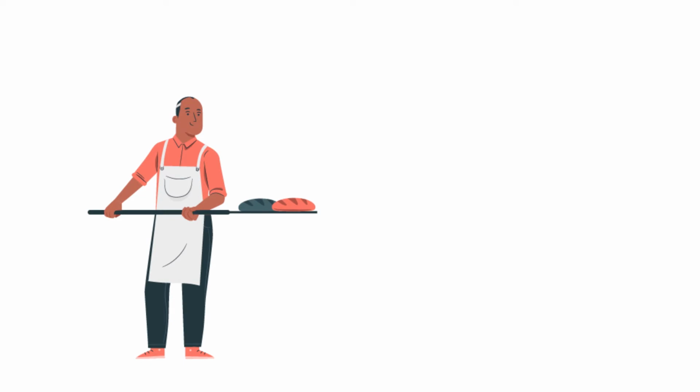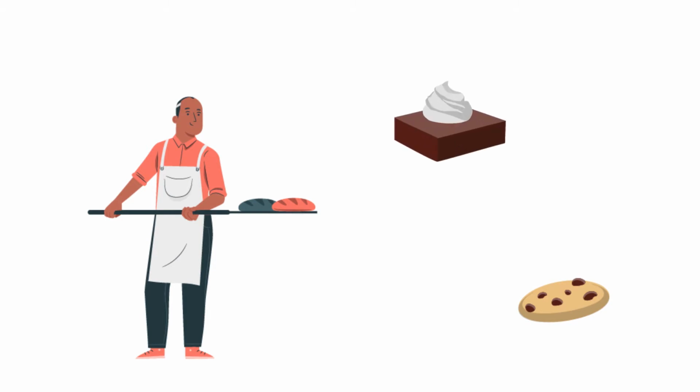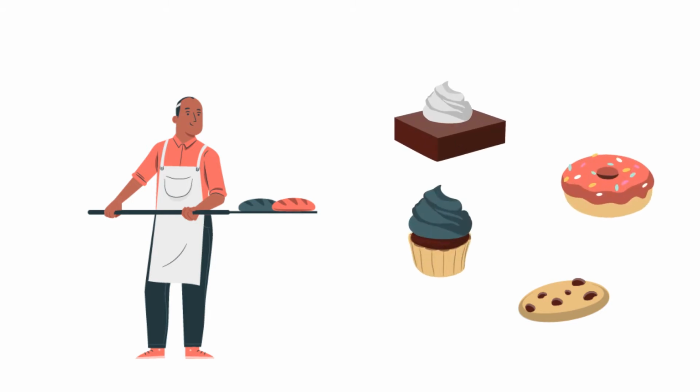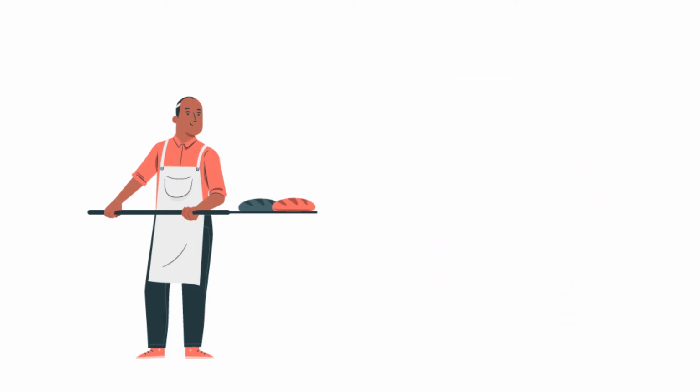Let's say we are writing a program that models a restaurant with an instance of a baker class that can bake different types of baked goods. The baker needs to be able to make cookies, brownies, cupcakes, donuts, and a whole list of treats. So we need to create an efficient way for our baker to cook all of these recipes.